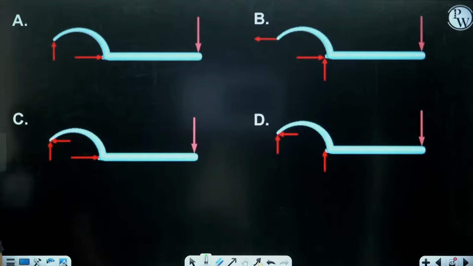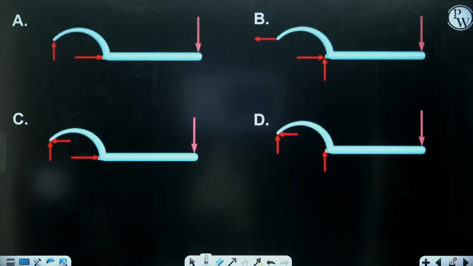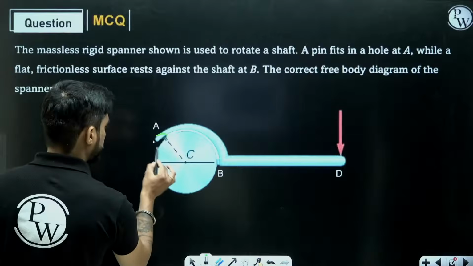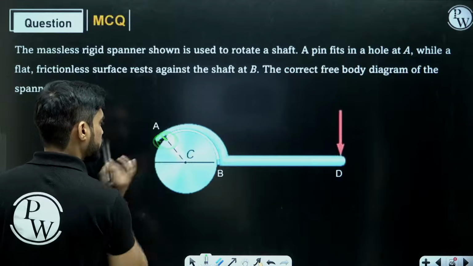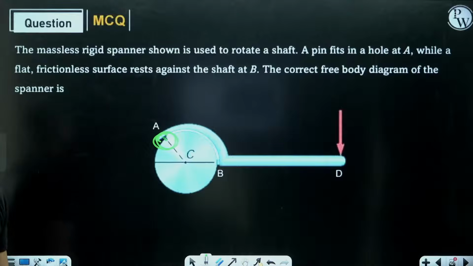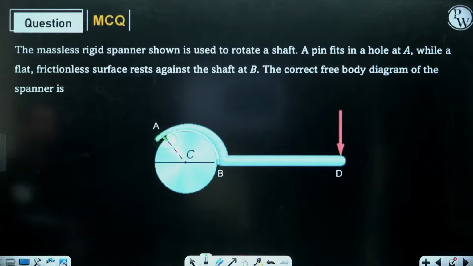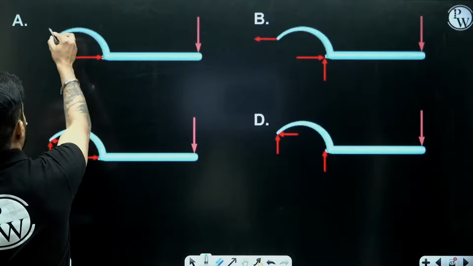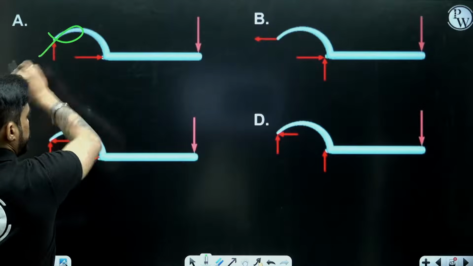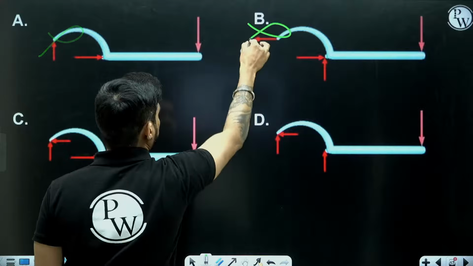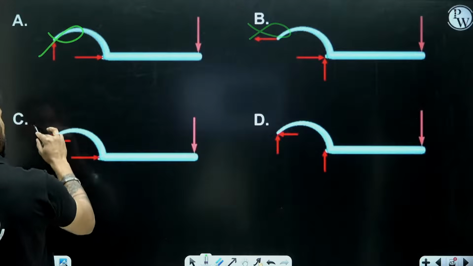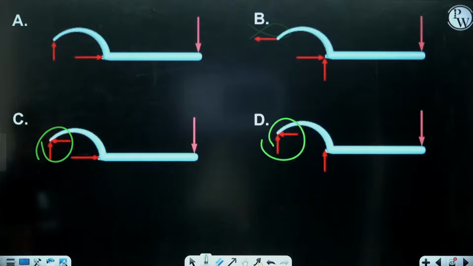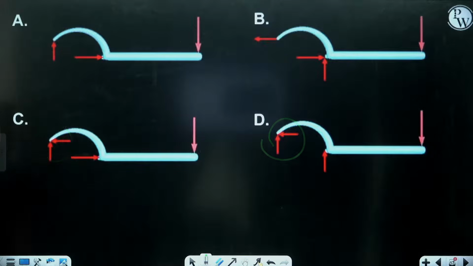Let's find out. At point A, here we have a pin. So here we will get a reaction in X and a reaction in Y. So this cannot be true. This cannot be true. This can be true. This can be true. So A and B are eliminated.